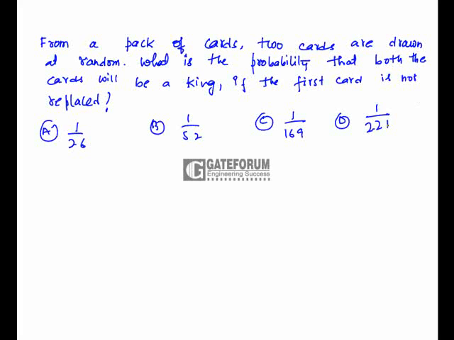It is given that from a pack of cards, 2 cards are drawn at random. Now we have to find the probability that both the cards will be king if the first card is not replaced. Now we know that there will be 4 kings out of 52 cards. So in the first pick, what is the probability? Out of total 52, we are taking 1 card, so 52C1. And what is the probability that it is a king? There is 1 chance out of 4, 4C1. So which is nothing but 4 by 52.